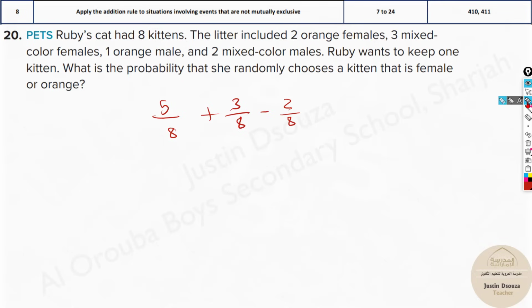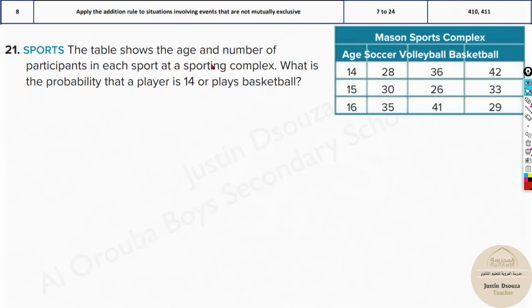Now here this is not mutually exclusive. Why? Because there are kittens which are orange and female. So that's the reason. Here we have a table that shows the age and number of participants in each sport at a sporting complex. What is the probability that a player is 14 or plays basketball?